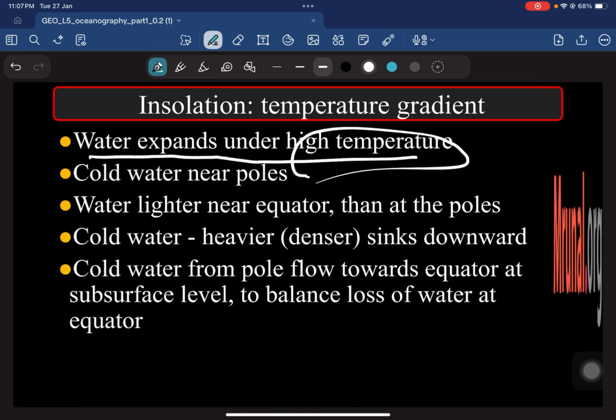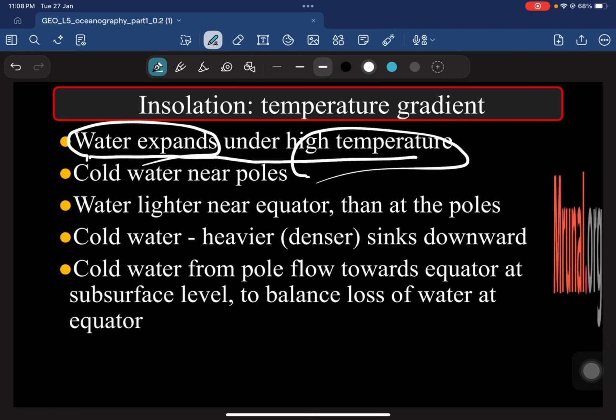Now at the equator the water will expand because there is more heat at the equator. The intensity of sun rays is more at the equator. The intensity of sun rays is very less at the north and south poles. Because of high temperature at the equator, water will expand. Water will expand means it will come to the upper side of the ocean.